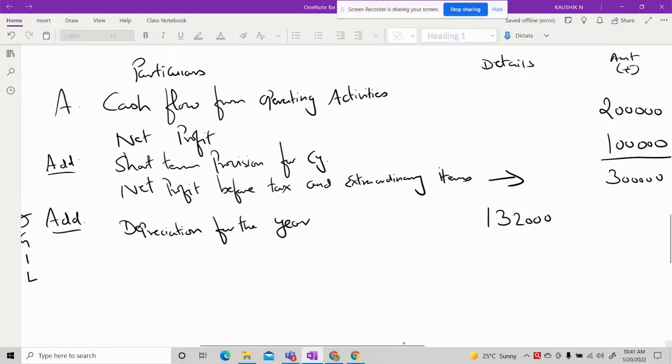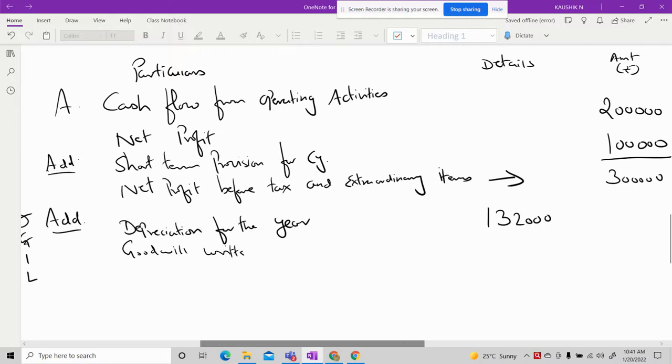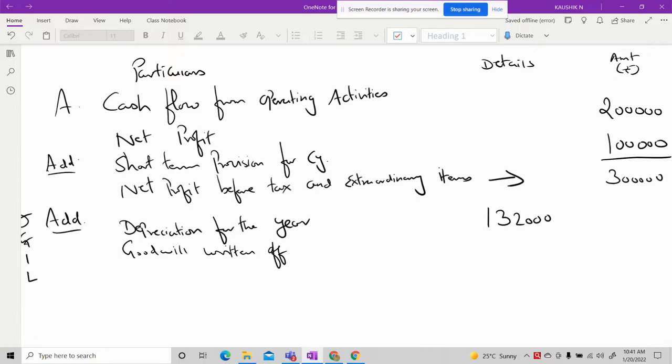Next G for goodwill, right? So goodwill written off. Do we have goodwill written off? Yes, in this problem we have goodwill also written off, which we have seen. That is mentioned as the third note to accounts. So 1,44,000.